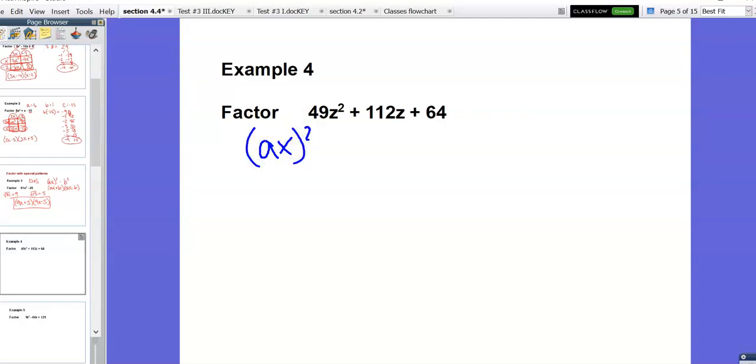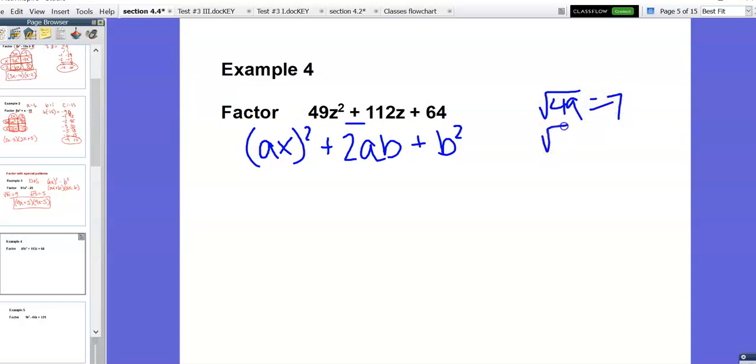So ax squared plus 2ab plus b squared. And for this one, I'm just showing plus because we're adding the middle term. So we need to check and see, 49, is that a perfect square? 64, is that a perfect square? The answer to both those questions is yes.